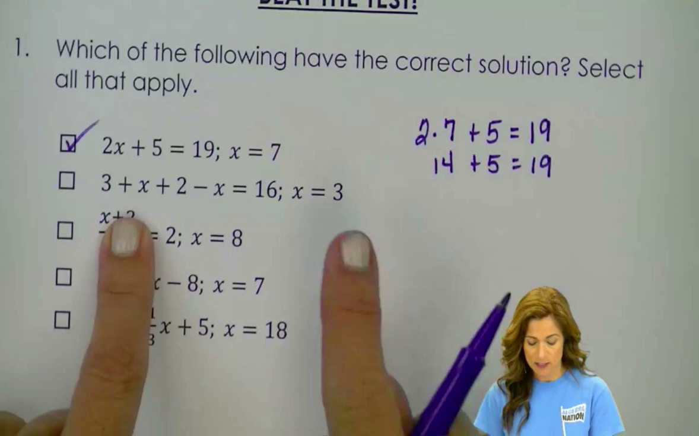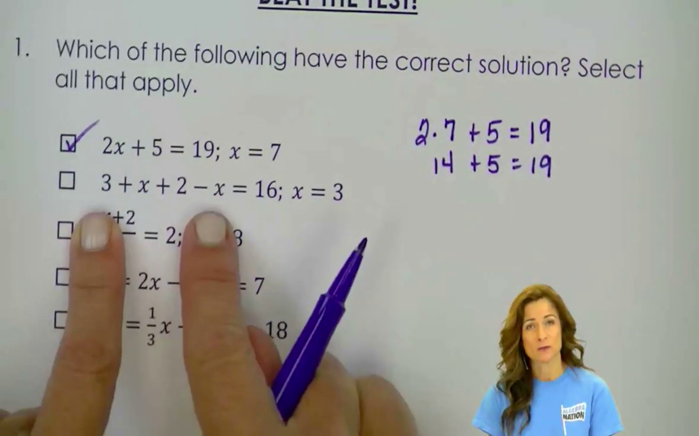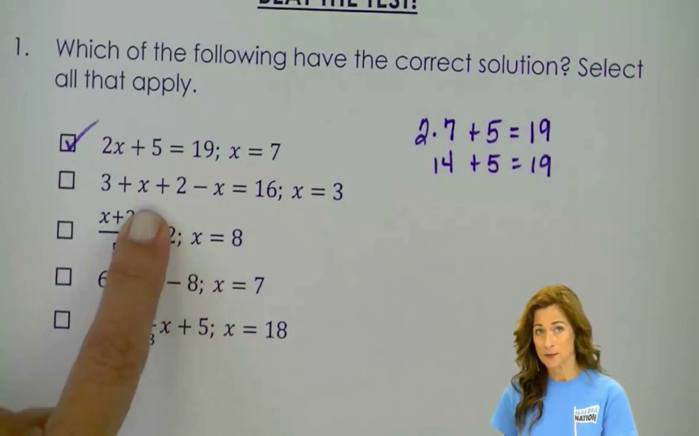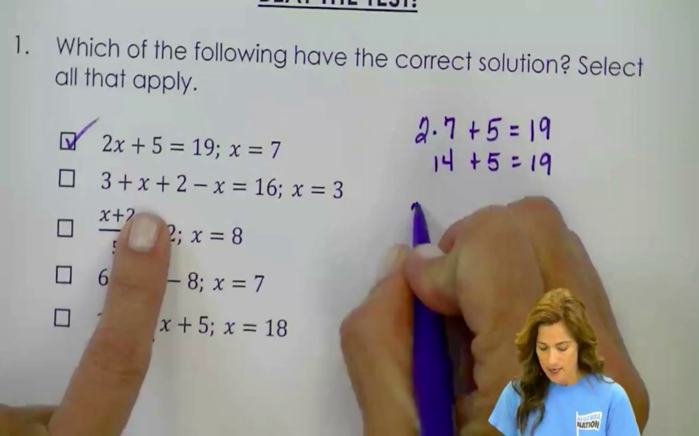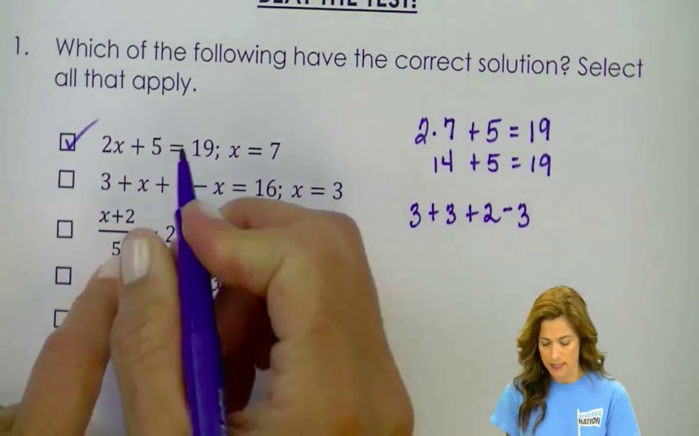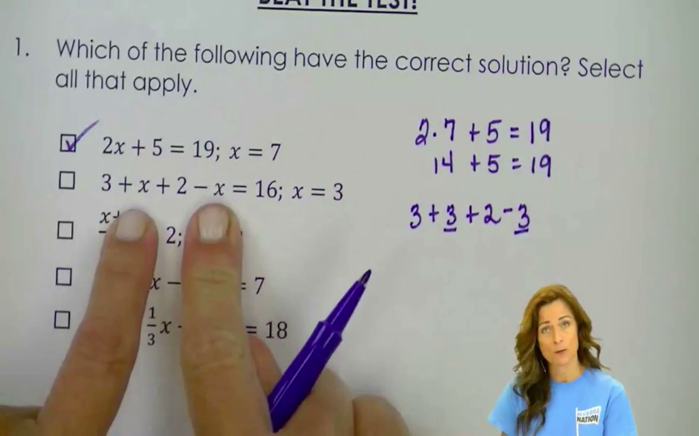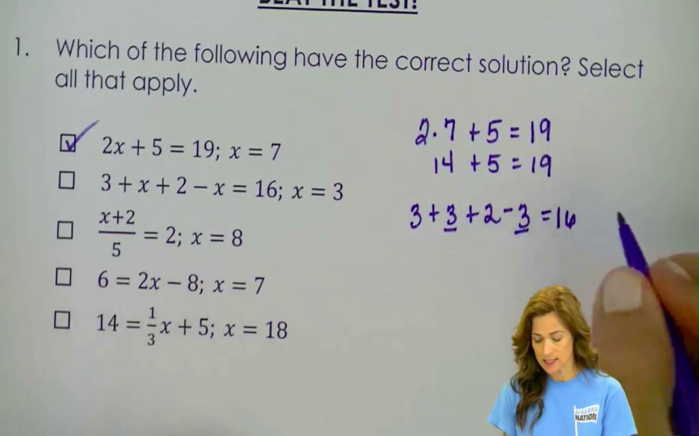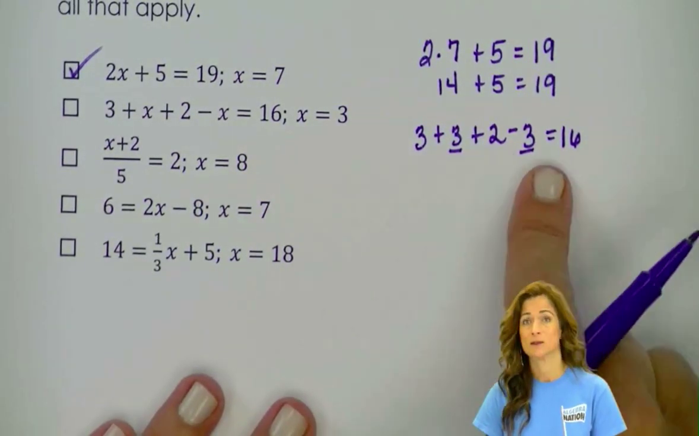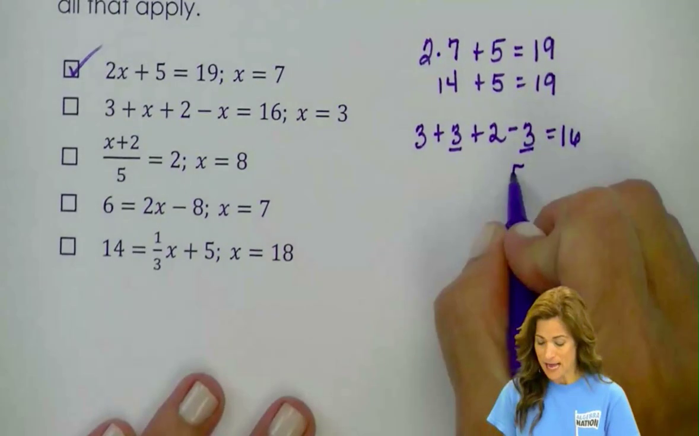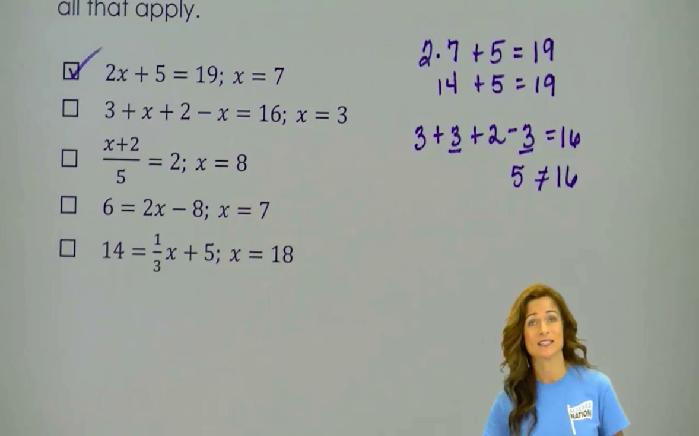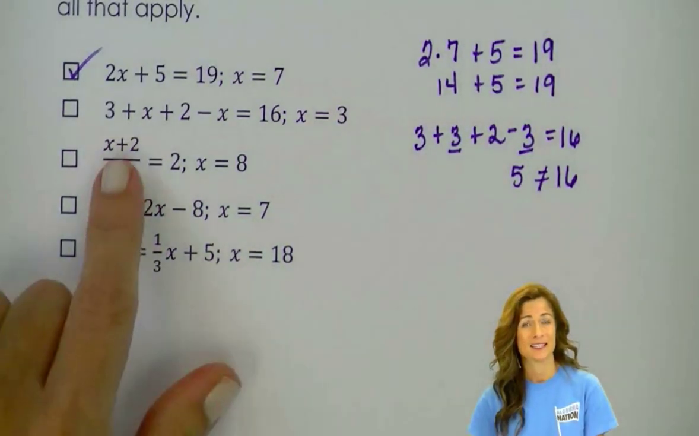Okay, let's look at the next one. 3 plus x plus 2 minus x is equal to 16, for x equals 3. So let's substitute 3 for x. I would have 3 plus 3 plus 2 minus 3. I'm just substituting in the 3 for my x's, is equal to 16. 3 plus 3 is 6, plus 2 is 8, minus 3 is 5. 5 does not equal 16, right? So we are not going to check that one. That is not the correct solution. Let's look at the next one.